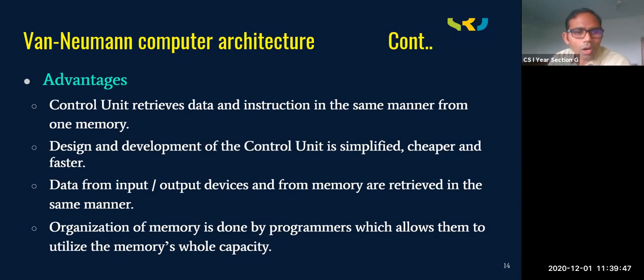Okay. Next one, organization of memory is done by programmers, which allows them to utilize the memory's whole capacity. Why? Because registers are given in advance. These are the registers that are available. You can make use of them. But we are having a limited number of registers in any CPU.